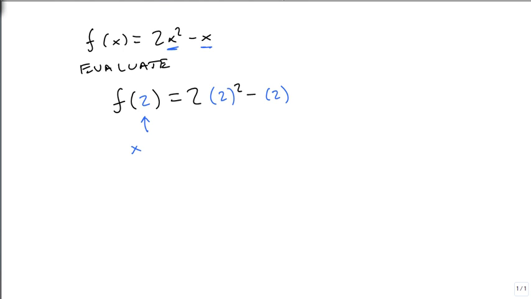So we work through order of operations. This is 2 times 4 minus 2, so 8 minus 2, which is 6. So our output value is 6. And we get a point at (2, 6) with our input-output relations.